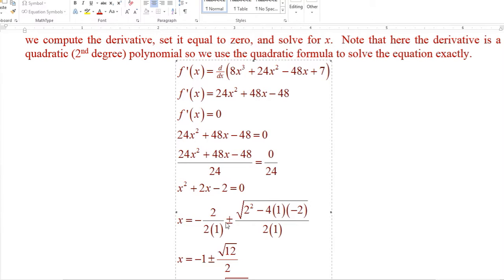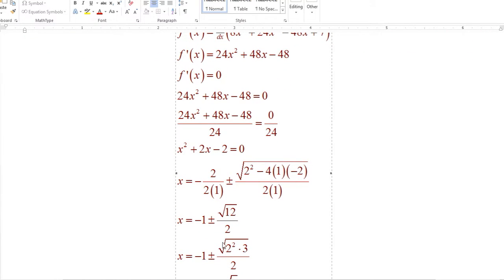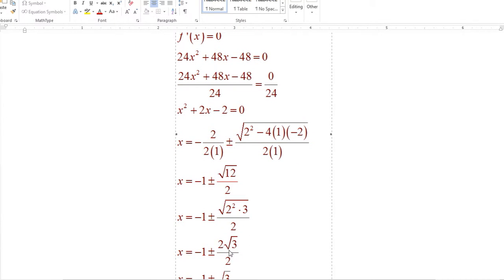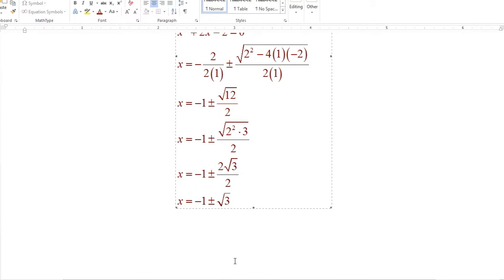So this all cancels down to just negative 1 for that part. And this is 2 squared, which is 4. Negative 4 times 1 times negative 2 is positive 8. 8 plus 4 is 12. 12 is 2 squared times 3, so the square root and the square cancel here, leaving 2. The square root of 3 is still underneath. This 2 and this 2 cancel, so we get negative 1 plus or minus the square root of 3. So one answer is negative 1 minus the square root of 3 for x, and the other one is negative 1 plus the square root of 3 for x.